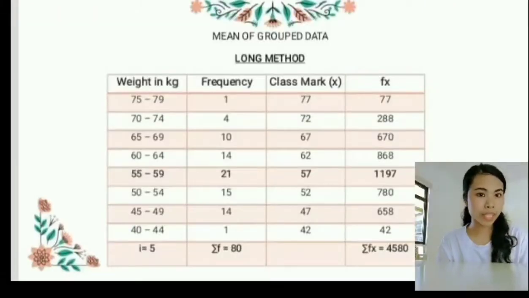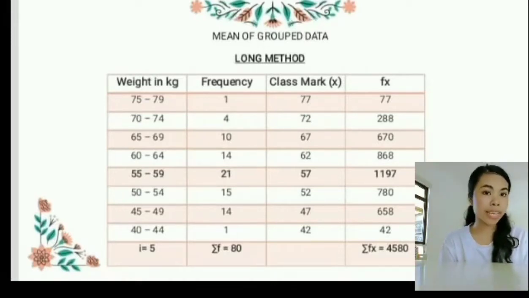In getting the mean of measures of central tendency of group data, we have two methods. The first one is the long method and the second one is the coded deviation method. First we will use the long method. In getting the mean, we have to get first the class mark and the fx. The formula of class mark equals lower limit plus upper limit, then divided by 2.